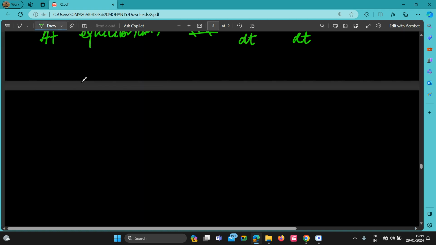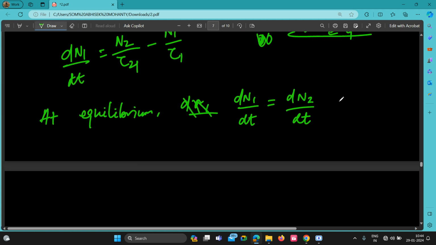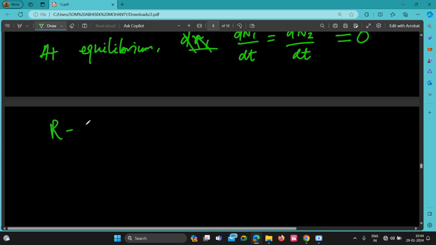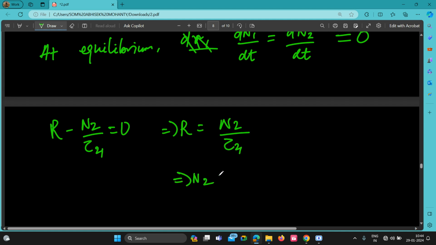Okay, so here, at equilibrium, this is equal to 0. I forgot about that. Sorry. So this is 0. So R minus n2 by tau 21 is equal to 0. So R is equal to n2 by tau 21. So n2 is equal to R tau 21.